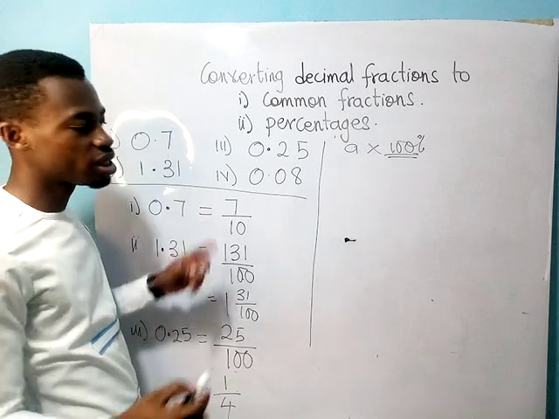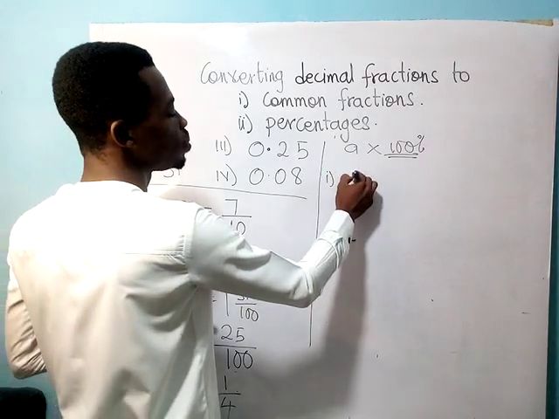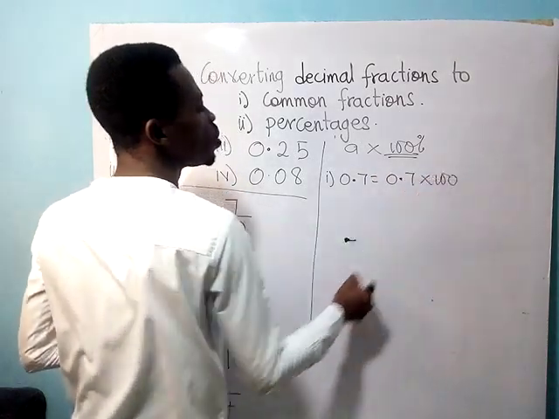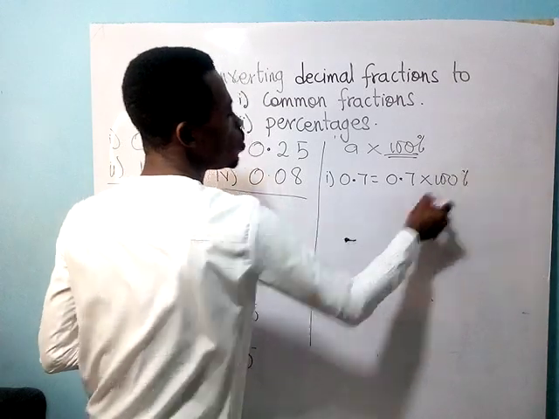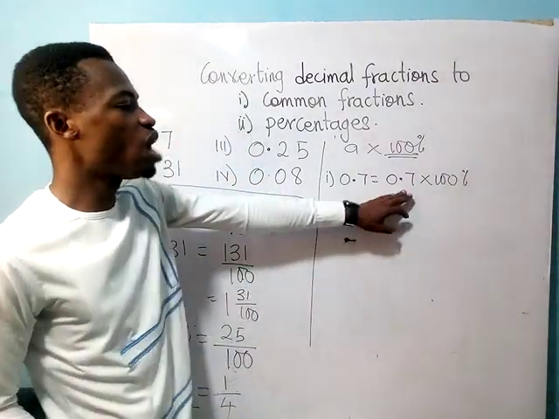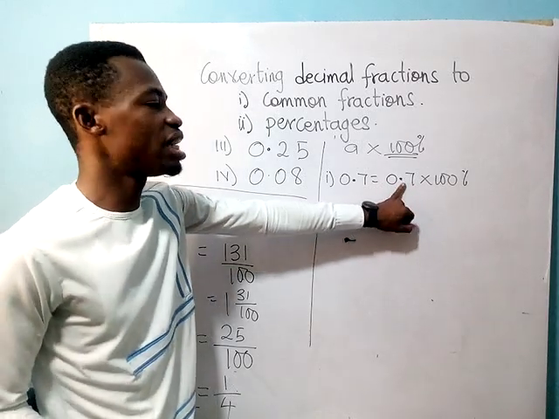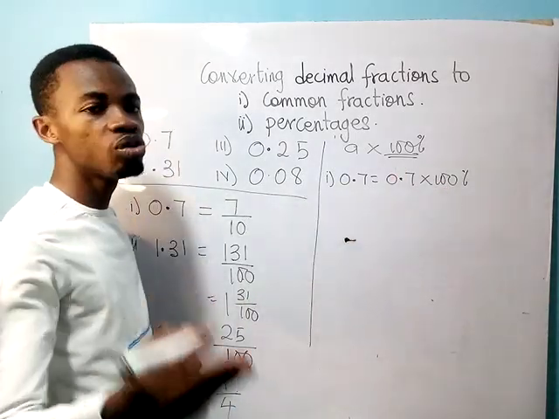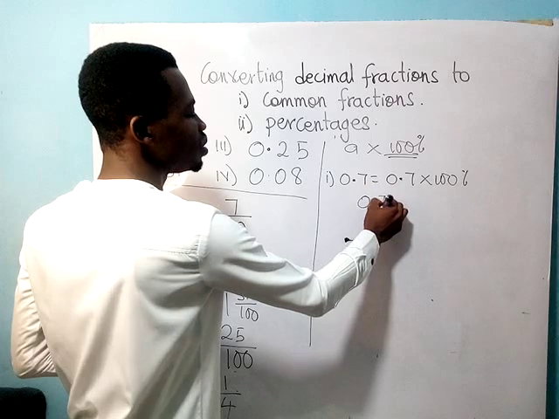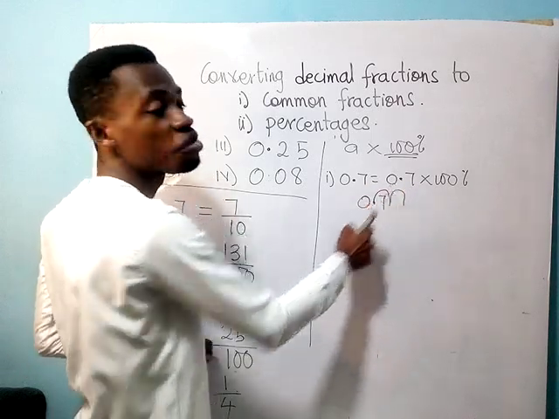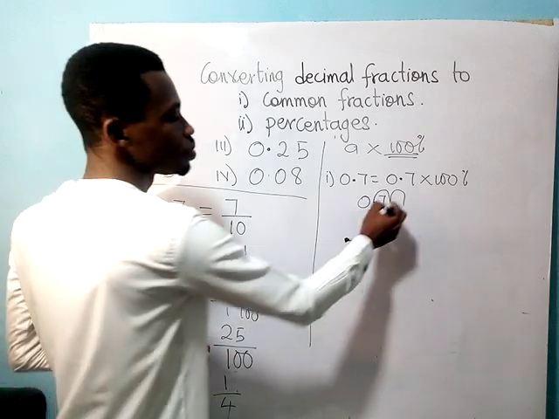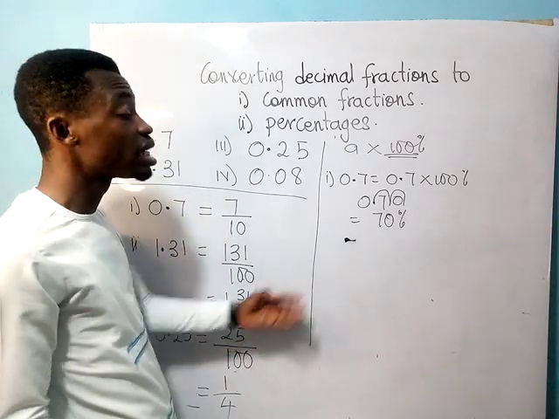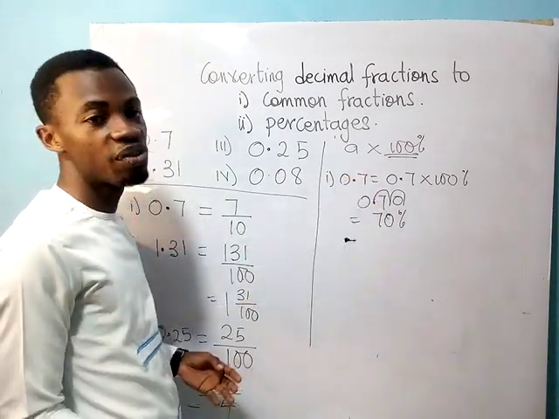So let's take our first question, 0.7. This becomes 0.7 times 100%. Very simple. Now, how do we multiply this? Here, we move the decimal point according to the number of zeros. And we have 2 zeros here. So the decimal point will be moved twice. So 0.7 will give us 1, 2, where we fill the empty space with 0. So this is going to give us 70%, which means that 0.7 is the same as 70%.